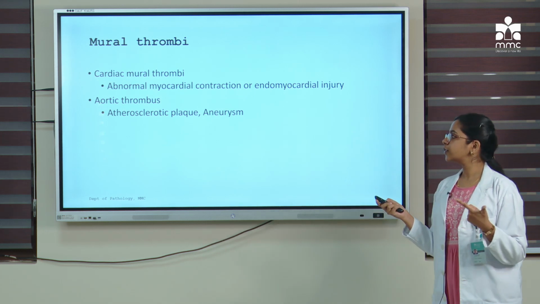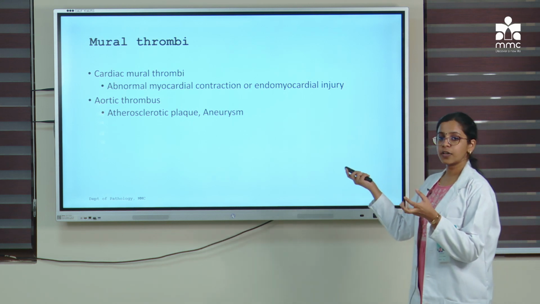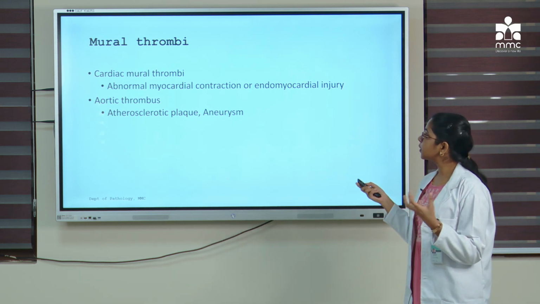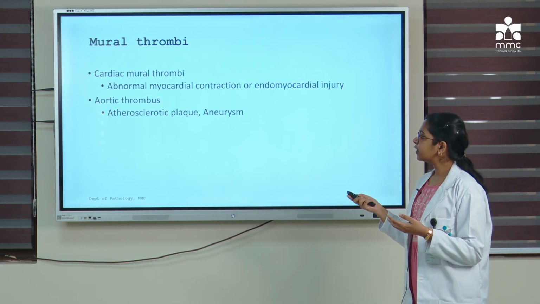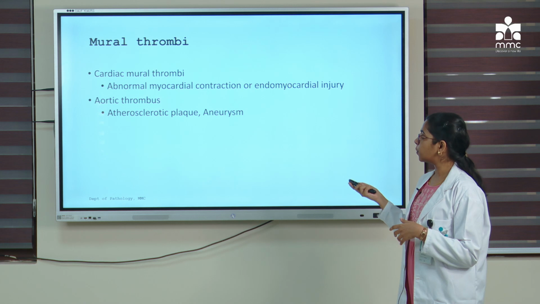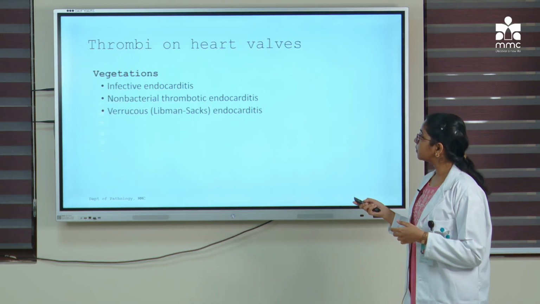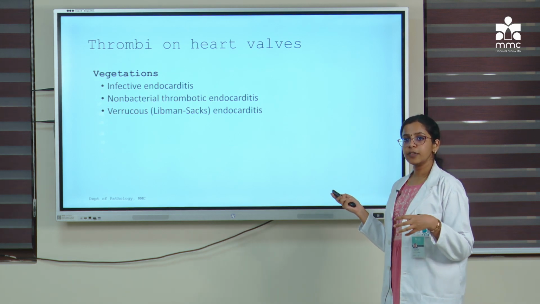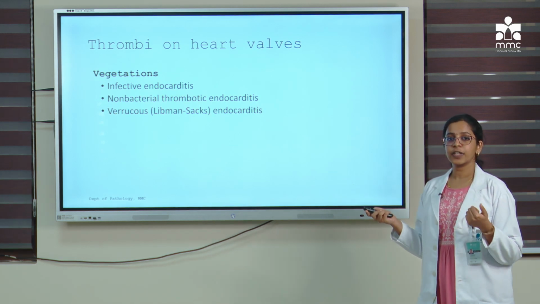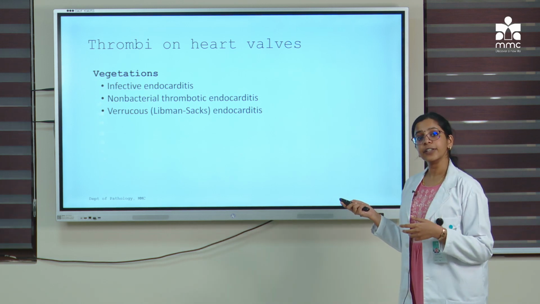The next one is mural thrombi, when the thrombus formation is happening in the cardiac muscle or the cardiac chambers. This is because of abnormal myocardial contraction or endomyocardial injury. And the next one is in the aorta. So an aortic thrombus may be because of an atherosclerotic plaque or an aneurysm. Thrombi which develop on the heart valve could be because of vegetations, like in the case of infective endocarditis, non-bacterial thrombotic endocarditis, or even Libman-Sacks endocarditis.